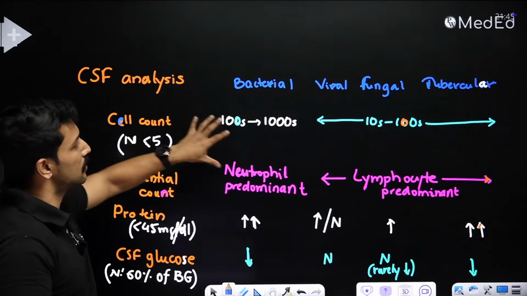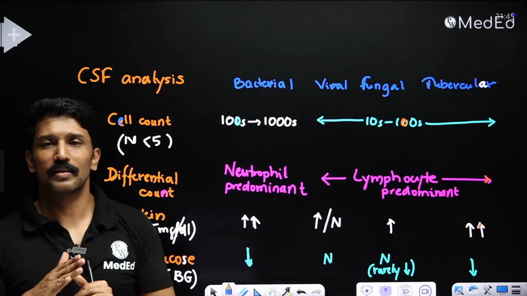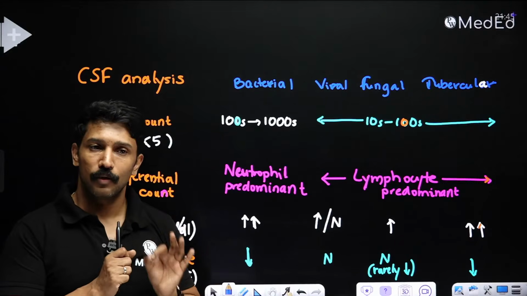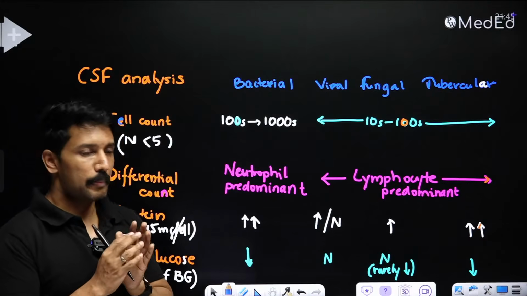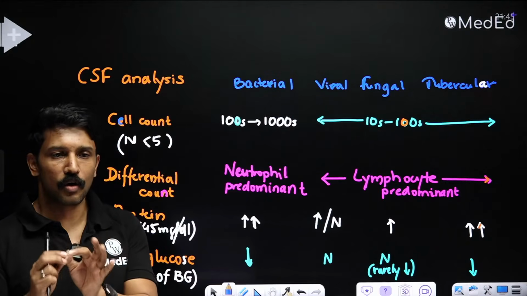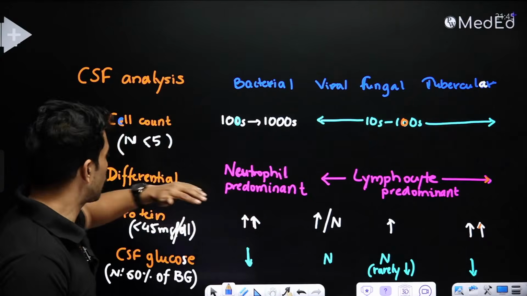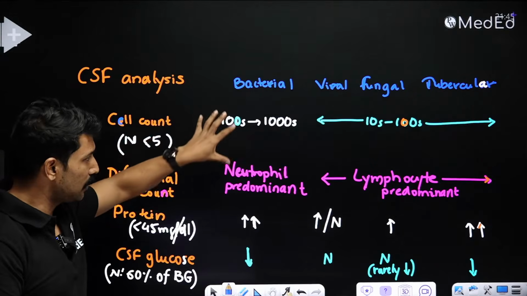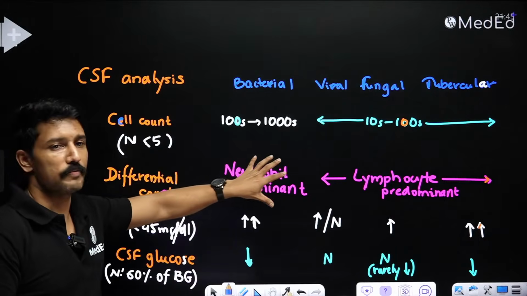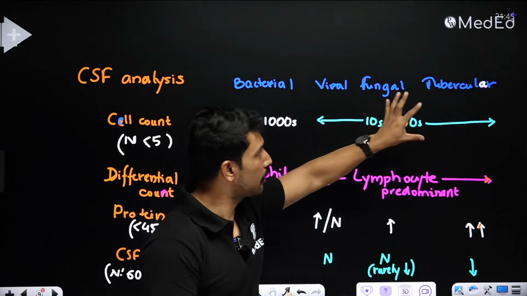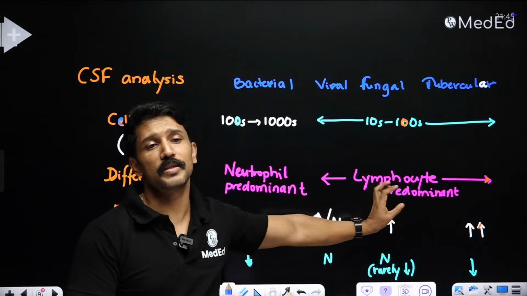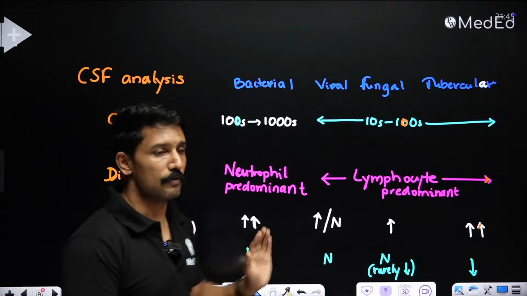First thing I should see is the cell count. If I see cell count in thousands, it's most likely pyogenic or bacterial. But if I see cell count in hundreds or tens, it could be any of these. In that case, I have to look at the differential count. In bacterial, we see neutrophil predominant, means more than 50% cells are neutrophils. In viral, fungal, tubercular, we have lymphocyte predominant, means more than 50% cells are going to be lymphocytes.